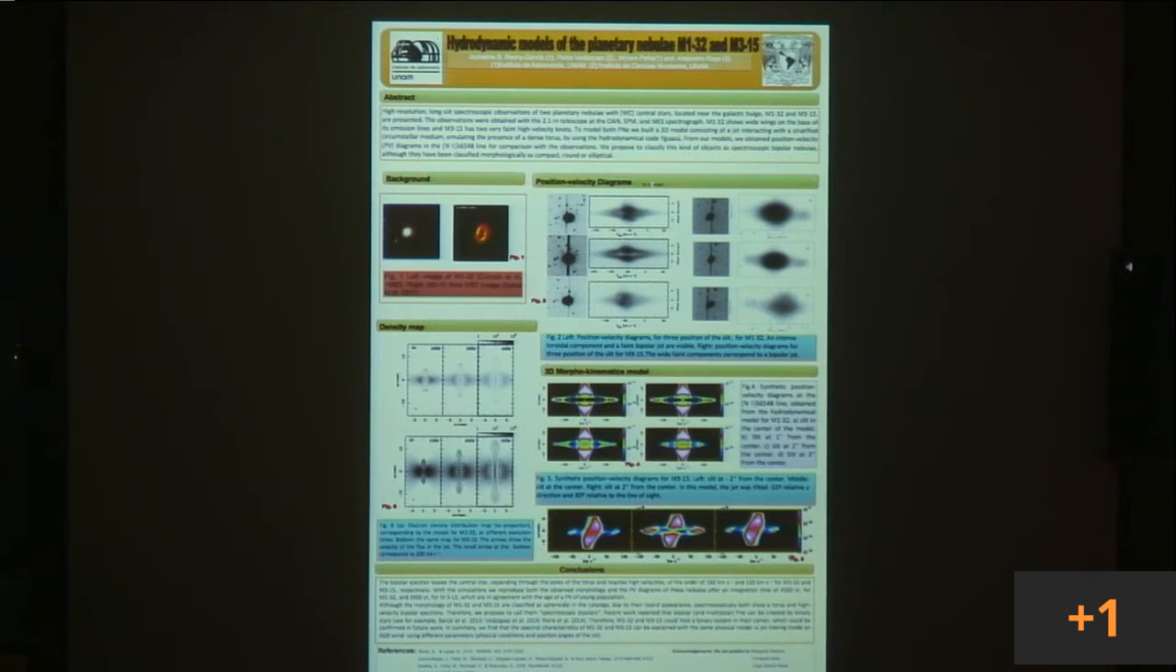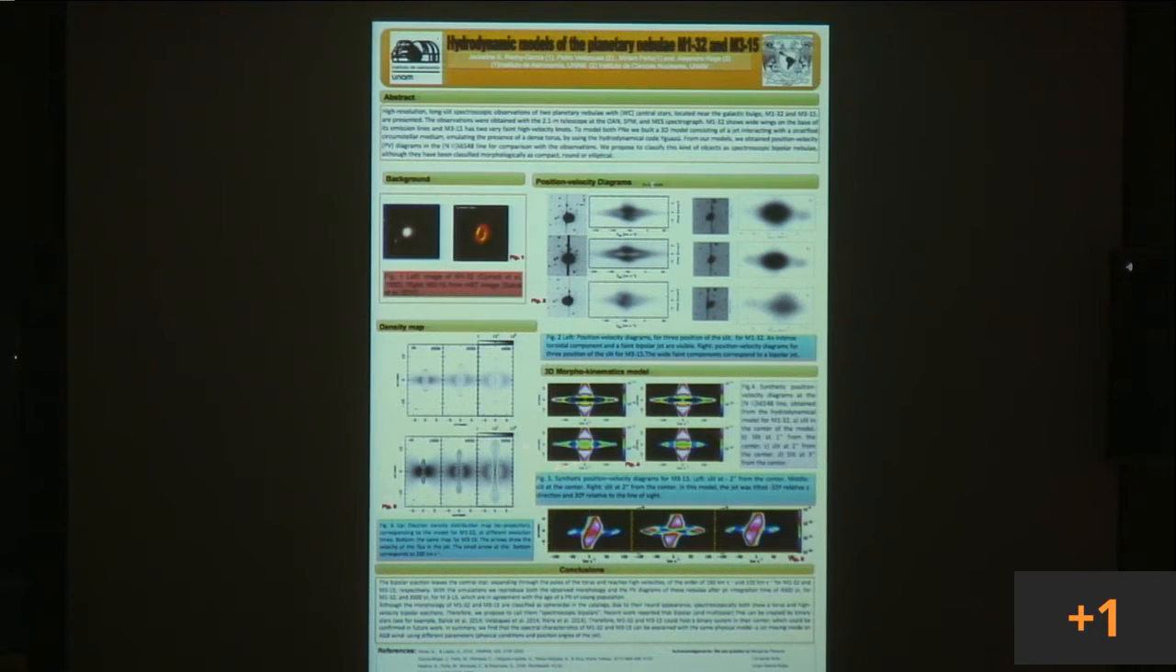Hi, my name is Jacqueline, and my project is about hydrodynamical models of 2 planetary nebulae, M1-32 and M3-15. In this part, you can see the position-velocity diagram, and the slits were placed in 3 different positions. For M1-32, you can see 2 bright nodes and a jet moving at high velocity. For the second planetary nebula, M3-15, you can see a bright sphere and 2 nodes at high velocity too. The model consists of a jet moving inside a medium and an AGB wind previously launched.